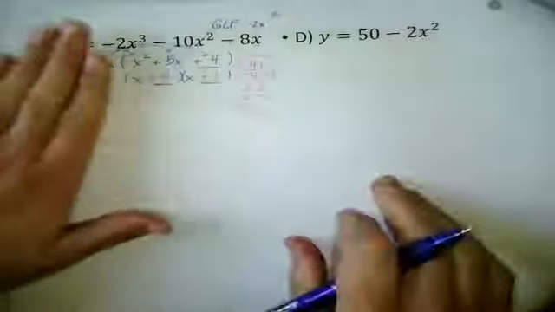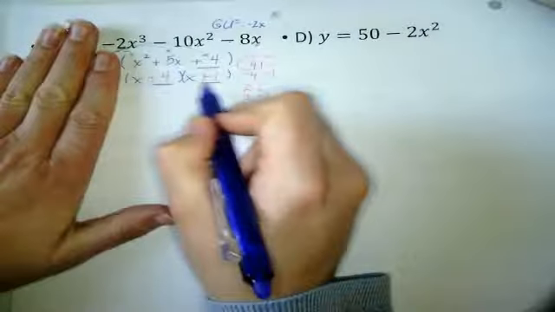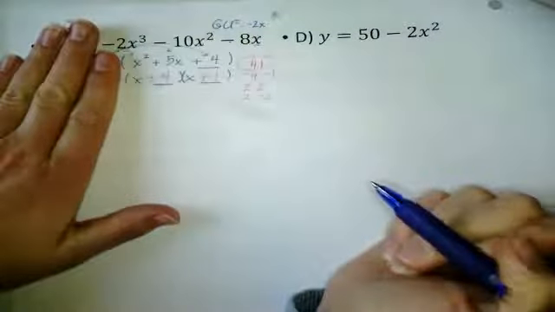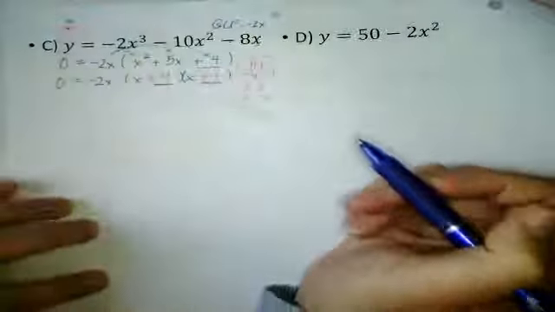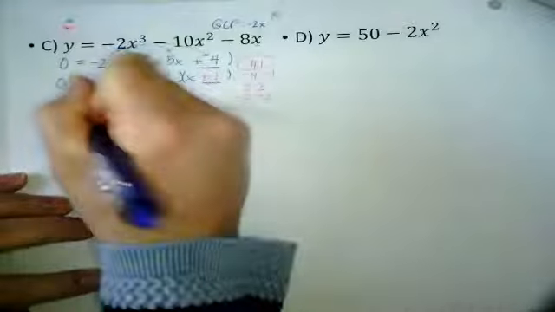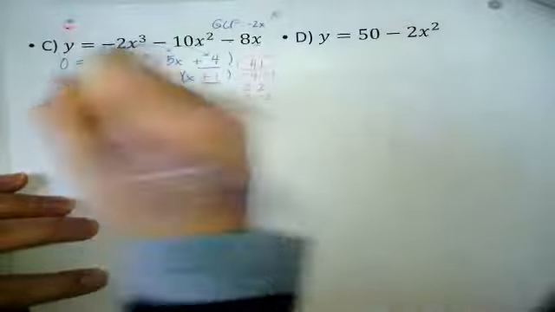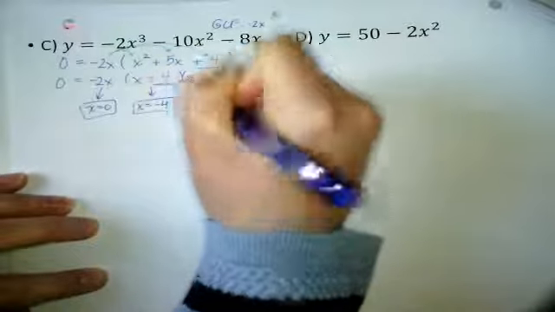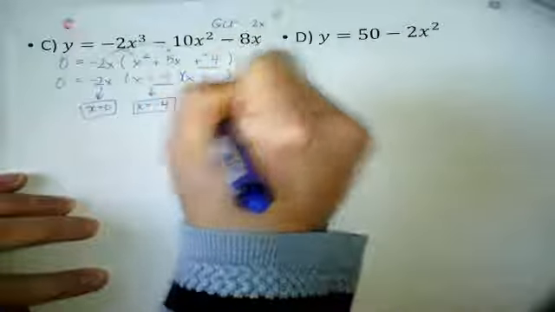And again, if you wanted to distribute this together and combine like terms, multiply it out and you'll get back to what we started. We're just doing it in reverse. Now we can set each bubble equal to 0. So this is going to give us x equals 0, x equals negative 4, and x equals negative 1.